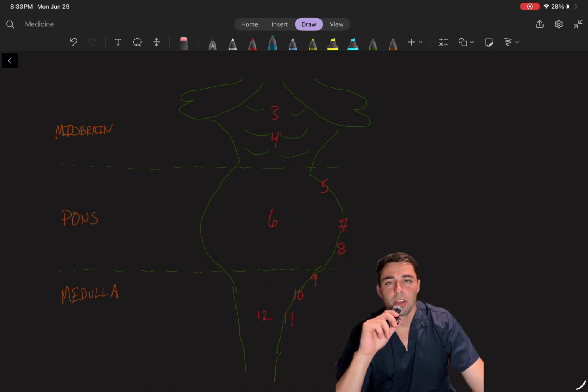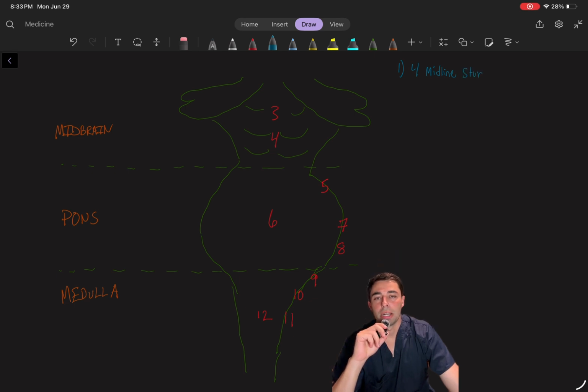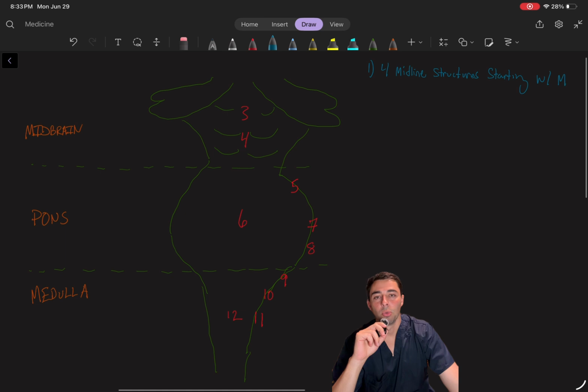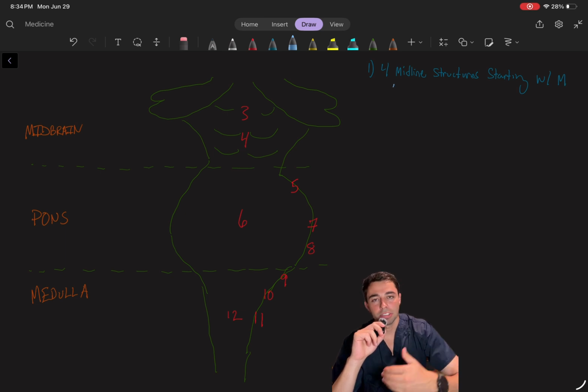So first, of the 4 medial structures, the first is the motor pathway. The motor pathway is also known as the corticospinal tract. What does a deficit here cause? If you have a lesion to your motor pathway, you will have contralateral weakness. So if you have a left-sided lesion, you will have right-sided weakness.